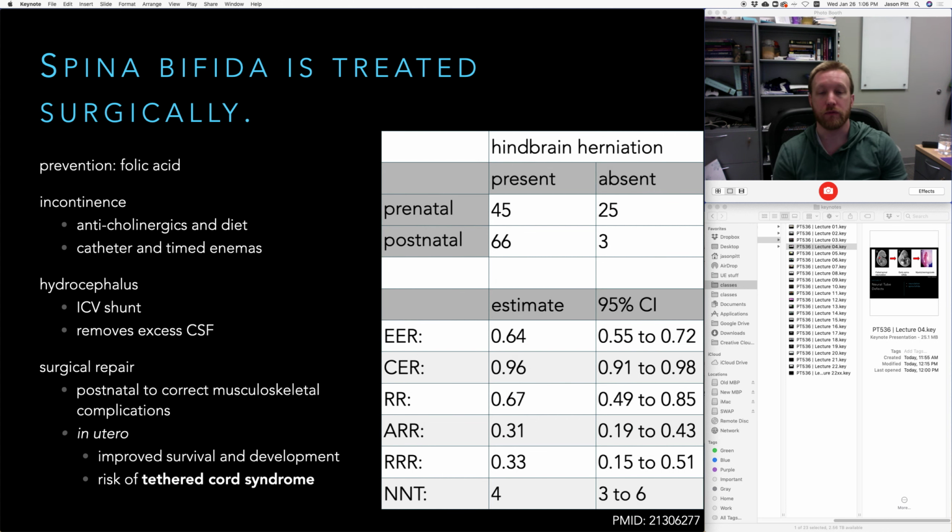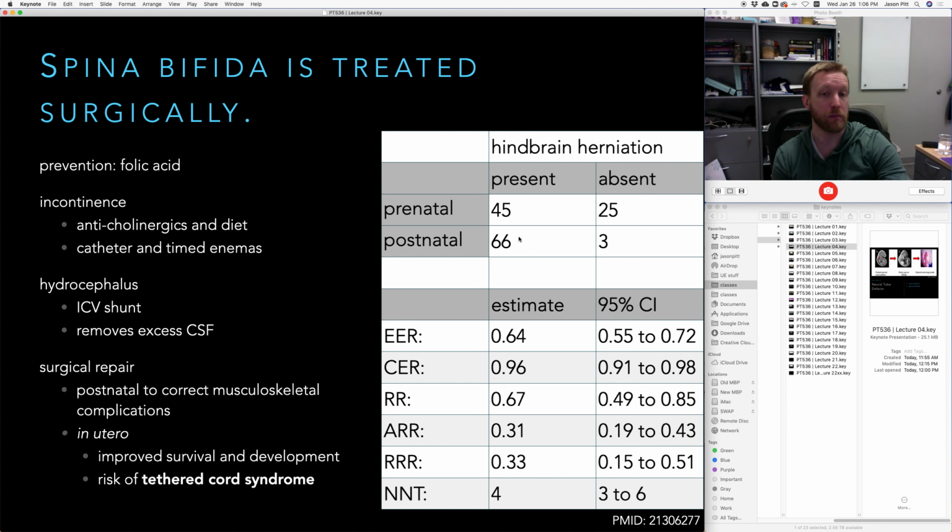So if we compare, for example, hindbrain herniation, so those Chiari malformations, that herniation of hindbrain tissue into the spine, we compare whether that occurs. Remember, bad stuff always goes on the left, good stuff on the right. When we have prenatal repair versus postnatal repair, you can see here about 96% of our postnatal repair still had a Chiari malformation. Only 64% with prenatal had a Chiari malformation.